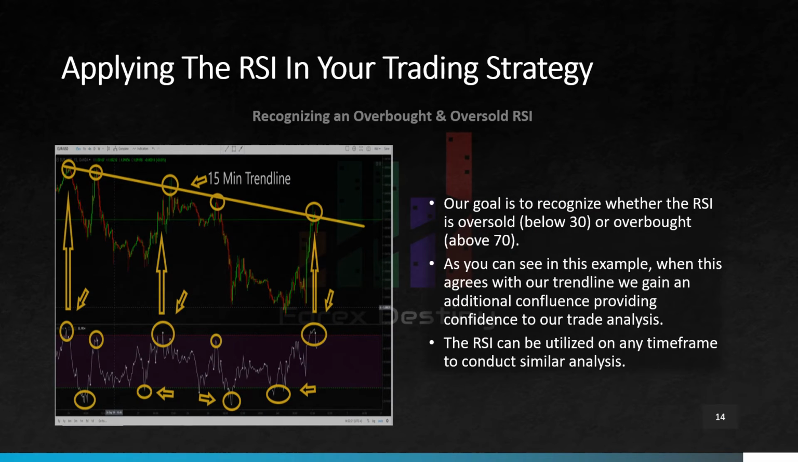When applying the RSI to our trading strategy, our goal is to recognize whether the RSI is oversold below 30 or overbought above 70. As you can see in this example, when this agrees with our trend line, we gain an additional confluence, providing confidence to our trade analysis. The RSI can be utilized on any time frame to conduct a similar analysis.